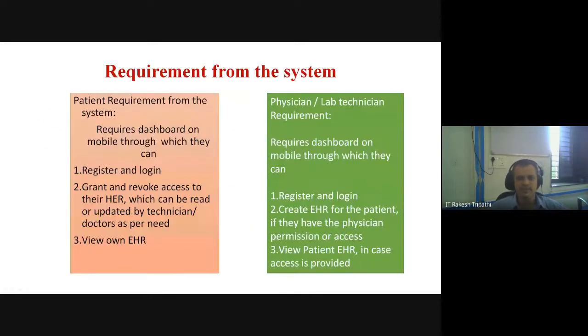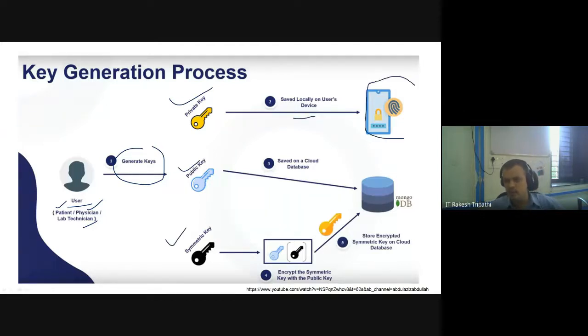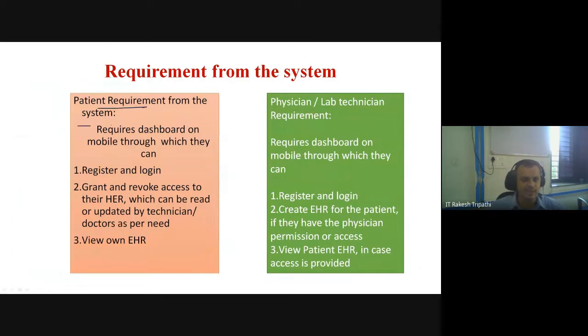So what happens is this. If a user, patient, physician, or lab technician, I generate keys. I generate three keys: private key, public key, and symmetric key. The private key is what I keep in my wallet, in my mobile. So I have the patient requirement in my mobile dashboard. I should be able to log in and register. I should grant access permission to others so that they can see my electronic health record, EHR, they can read it, they can edit it.